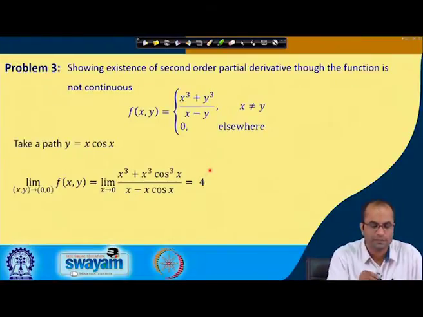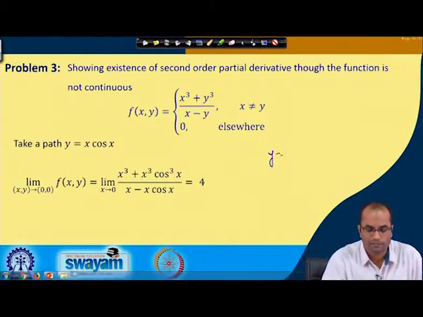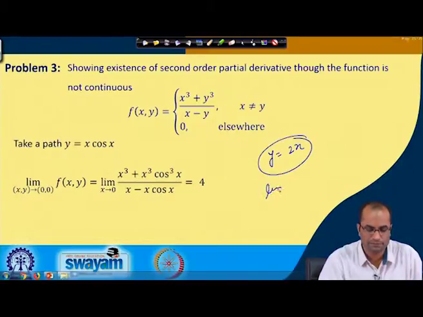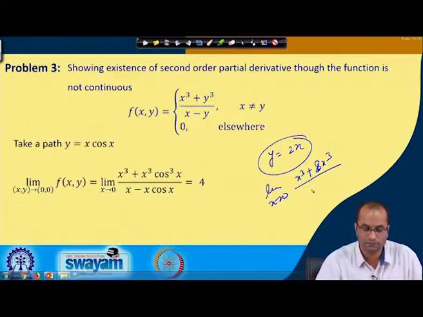For example, if we take y is equal to 2x, along this path we will see that the limit is different. So, if x goes to 0 and we have taken this x cube along this path, y is 2x, so 8x cube, and then here we have minus x and minus 2x. So, minus x, and this will become 0.